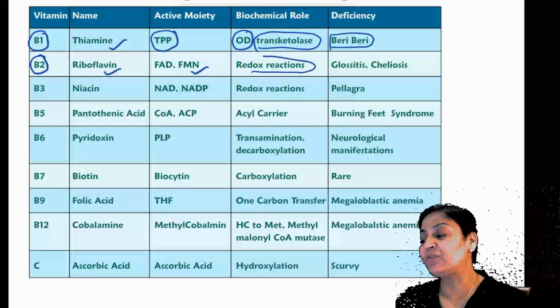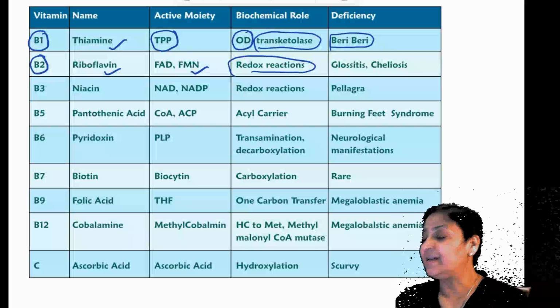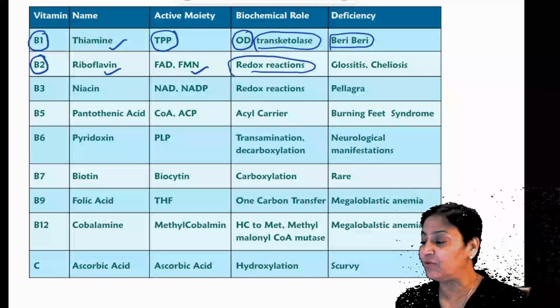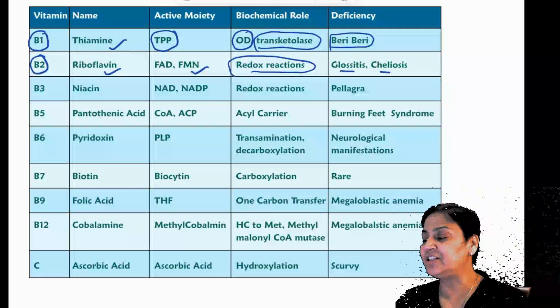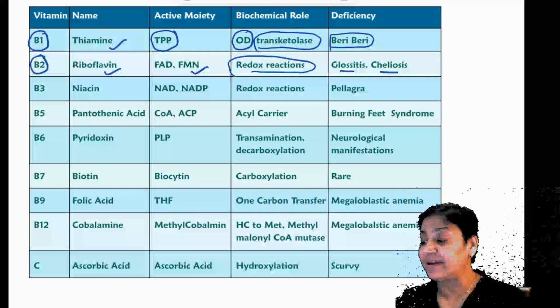Coming over to B2, riboflavin, the active forms are FAD and FMN, and they are required for redox reactions, means oxidation as well as reduction. And the deficiency of riboflavin leads to glossitis, cheilosis, then seborrheic dermatitis, right?